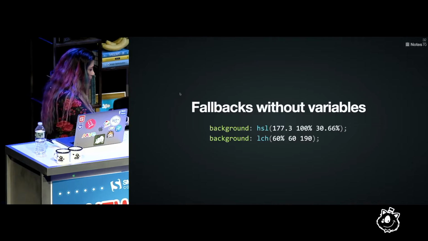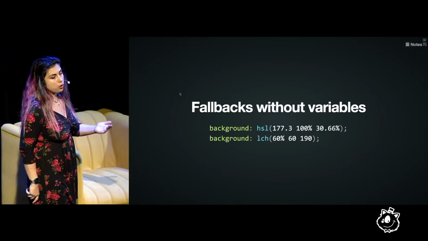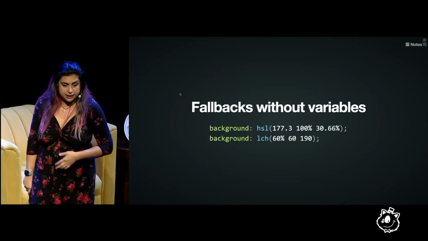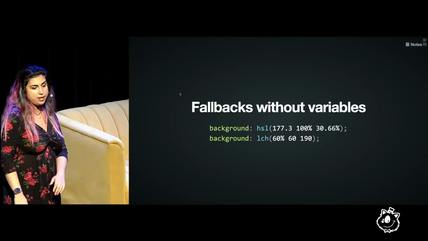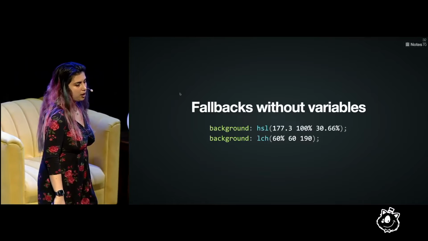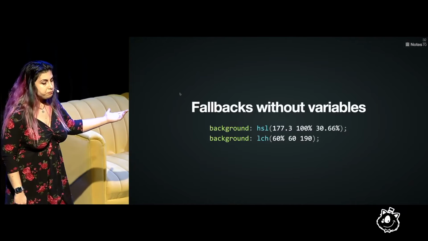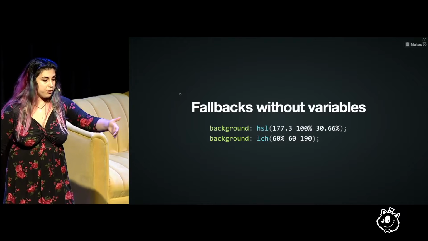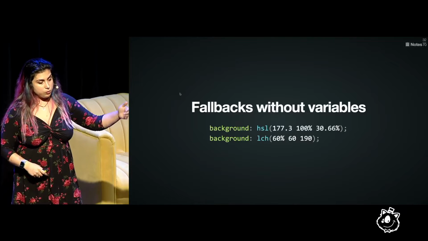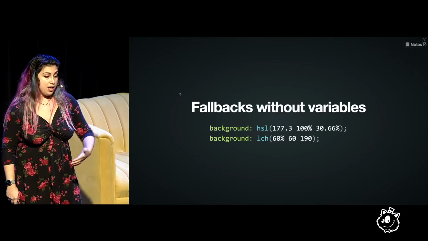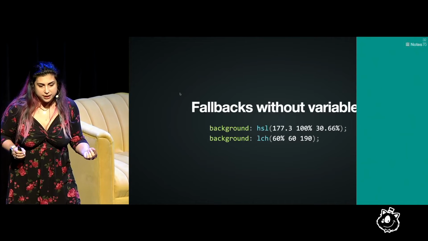So let's step back for a moment. How did we used to do fallbacks before variables were introduced? Let's say, for example, we want to use fancy new LCH colors that can go beyond the sRGB gamut. This is something that's coming imminently, but Chrome doesn't support it yet, and Safari does. So let's say we wanted to use an LCH color with a fallback. So we also convert it, we gamut map it, we convert it to HSL, and we also use an HSL fallback. And that works. It gives us a more faded color in Chrome. It gives us a very bright turquoise in Safari.